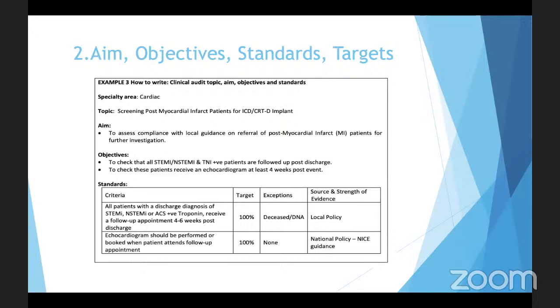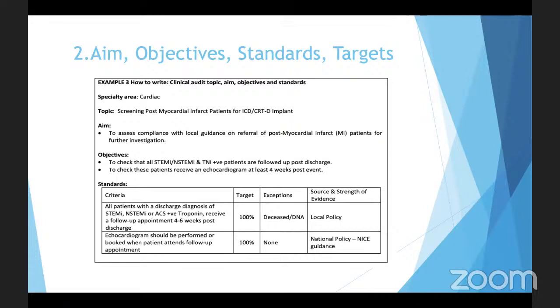और फिर उसमें smaller objectives जो उस aim का ही हिस्सा होंगे, they are to check that all patients who have ST elevation MI or non-ST elevation MI or troponin positive patients, these patients are followed up on discharge, and to check that these patients receive an echo at least 4 weeks post-event. So ये जो objectives है ना, probably these are the criteria that are required in order for these patients to get referral for ICD. तो इस वजह से इन्होंने इन objectives को लिखा हुआ है.